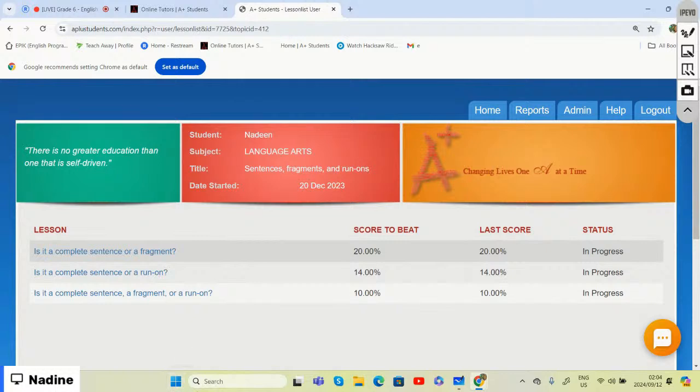All right. So in our previous lesson, we went over sentences, fragments, and run-ons, and we went over is it a complete sentence or fragment, or is it a complete sentence or a run-on? That was in our previous lesson. So today we're going to finish off our chapter on sentences, fragments, and run-ons by saying, is it a complete sentence? Is it a fragment, or is it a run-on?